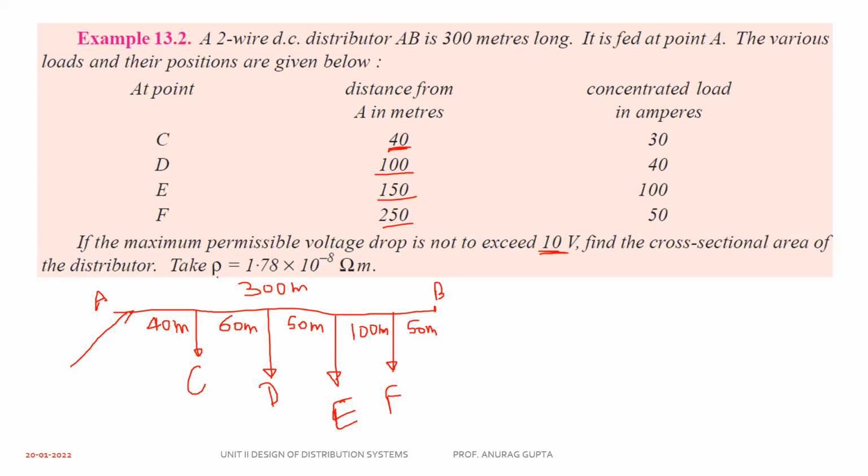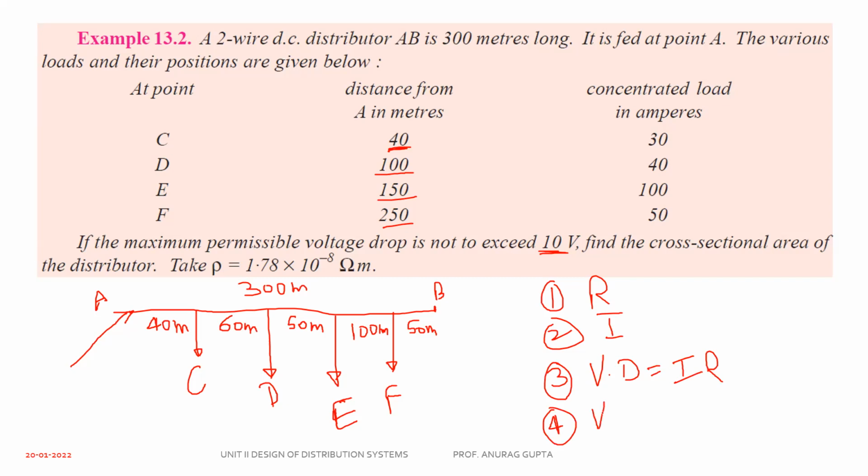They have given rho, the resistivity, as 1.78 into 10 to the power minus 8 ohm meter. As I said, when solving this numerical: number one, find the distance of each section. Number two, find the current of each section. Number three, find the voltage drop at each section, that is I into R basically. And number four, find the voltage at each point.